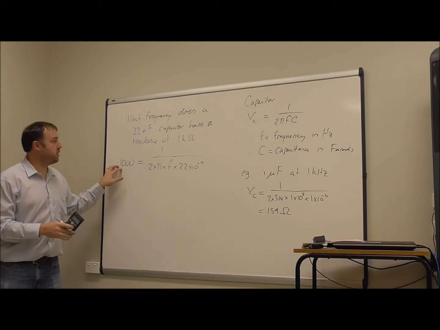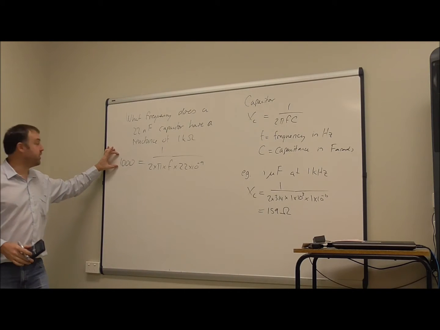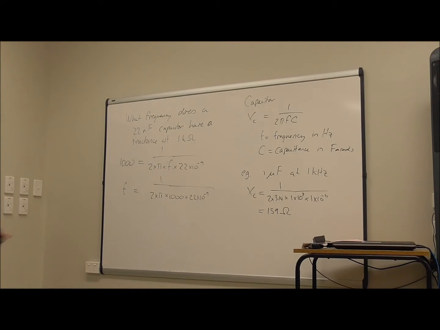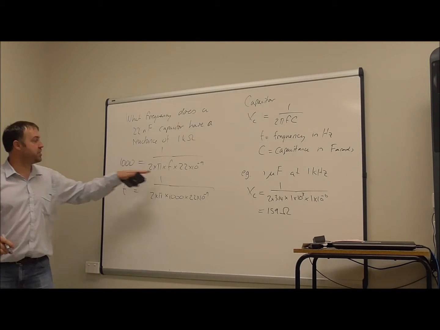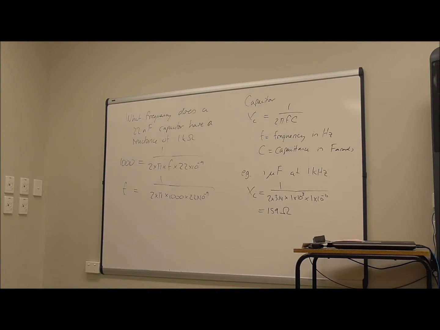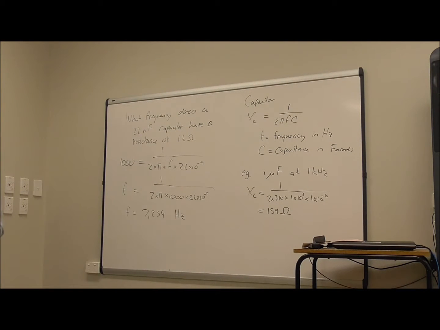So what I'll need to do is transpose this equation, but because we've got Xc on the top on the left-hand side and F on the bottom on the right-hand side, you can just swap them, okay? So I can just swap the positions of the knowns and the unknowns in this formula. It makes it really easy to transpose. So to calculate the frequency that we would have a reactance of 1K for a 22N, it would be 7,234 hertz, or 7.2 kilohertz roughly.